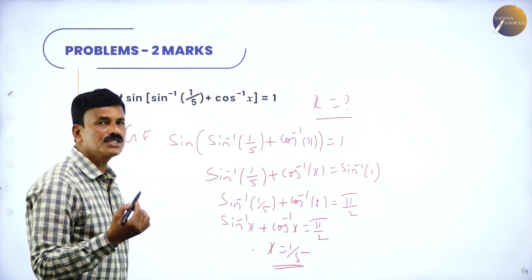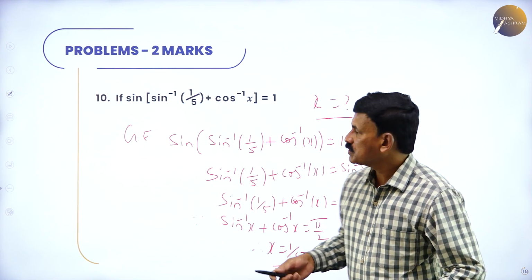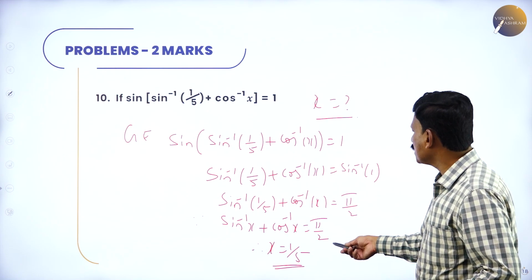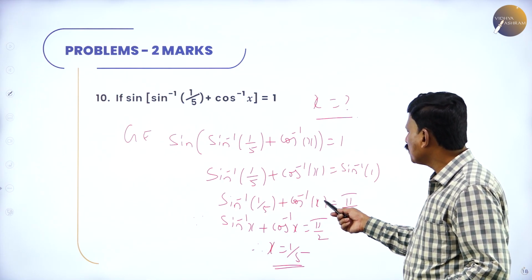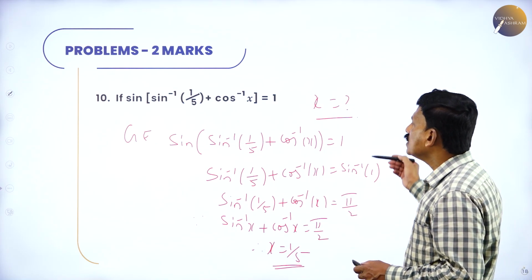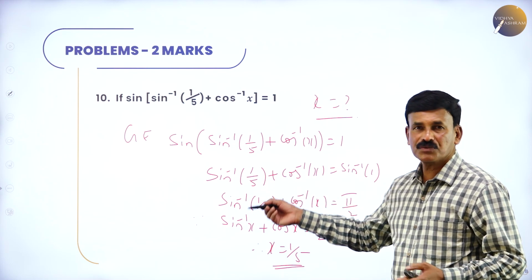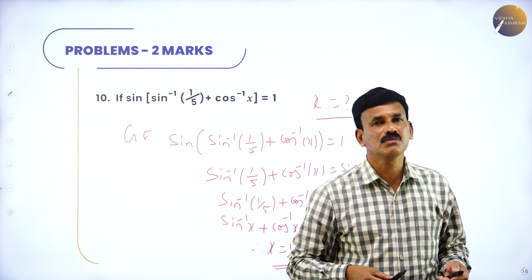That's it. This is how we are going to solve. Okay, hope you followed this. So just substitute sin inverse x plus cos inverse x is equal to pi by 2. Sin inverse x plus cos inverse x is pi by 2 if and only if x is equal to 1 by 5. This is how we are going to solve. So this is also, you may expect this for 1 or 2 marks. That's it. So these are a few problems for 1 and 2 marks questions.